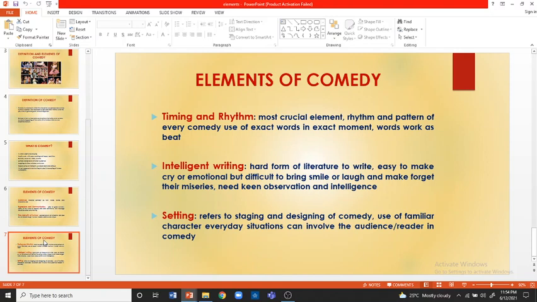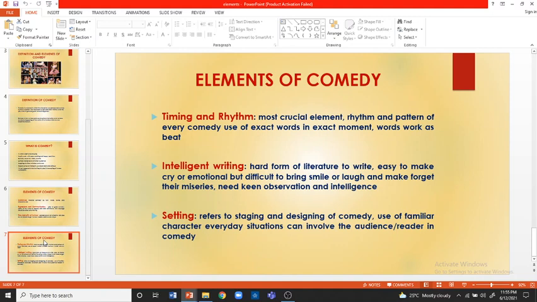Comedy needs genius and is constructive in nature also. So intelligent writing should use genius and constructive play in nature. Okay. Next one is setting.